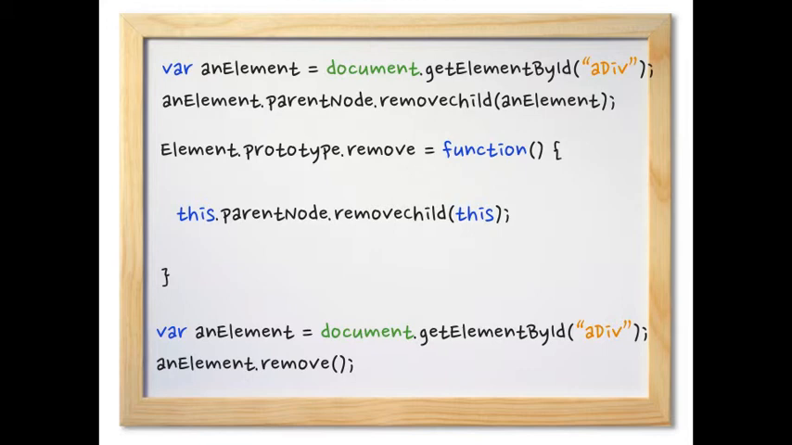So this is the early beginning of your own library. The remove function could take parameters to trigger a fade out animation before it's removed, and that's when things are really starting to get interesting.